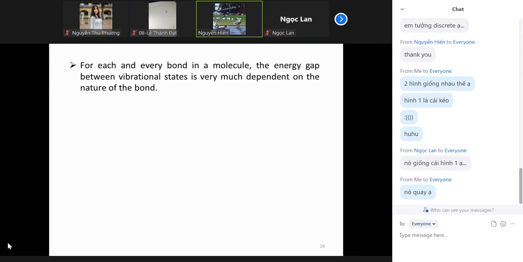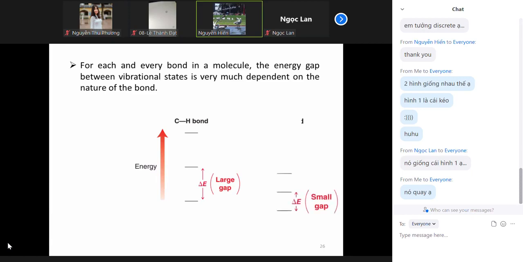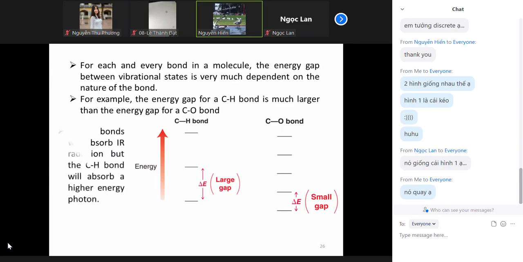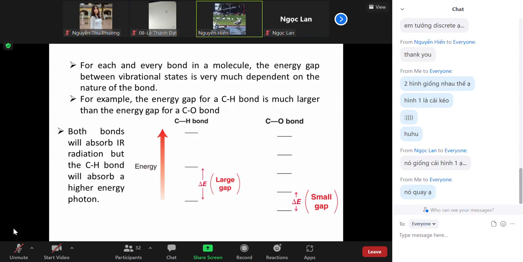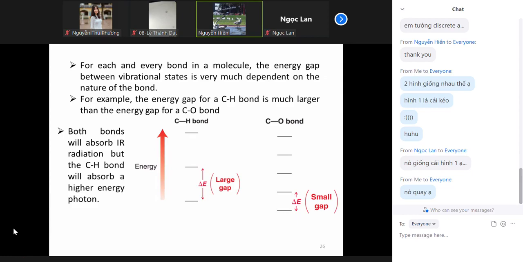So for each kind of bond, the energy gap between the vibrational states depends on the nature of the bond. For example, the vibrational state of the CH bond has a large energy gap, yeah? And the CO bond may have a smaller energy gap between different vibrational states. Both CH and CO bonds will absorb infrared radiation, or absorb light in the infrared regions, but the CH bond will absorb higher energy photons than the CO bonds do.